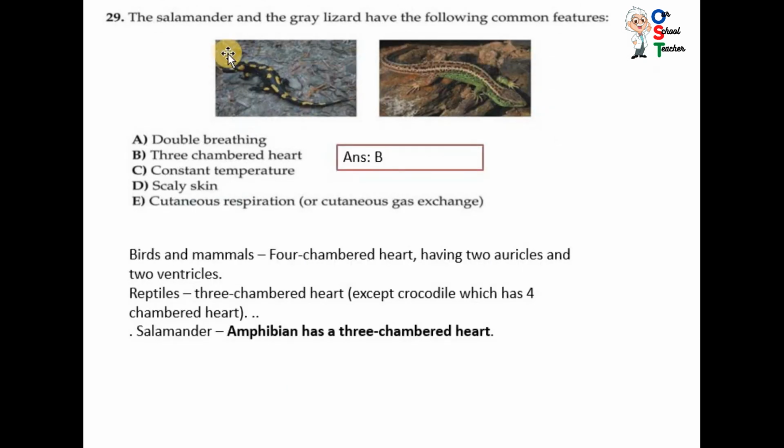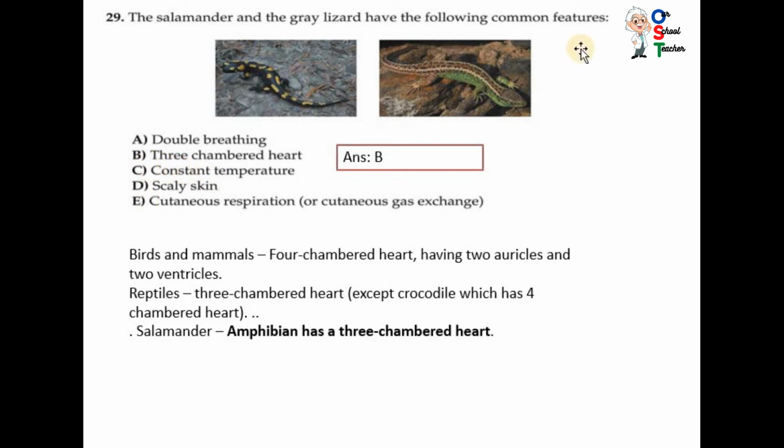Question number 29. The salamander and the grey lizard have the following common features: double breathing, 3-chambered heart, constant temperature, scaly skin, cutaneous respiration or gas exchange. Birds and mammals have a 4-chambered heart having 2 auricle and 2 ventricle. Reptiles have a 3-chambered heart, except crocodile, which has 4-chambered. Salamander, an amphibian, has a 3-chambered heart. Actually, they have written constant temperature, but they haven't given constant body temperature, so that's why it is incorrect. And B is correct, 3-chambered heart.